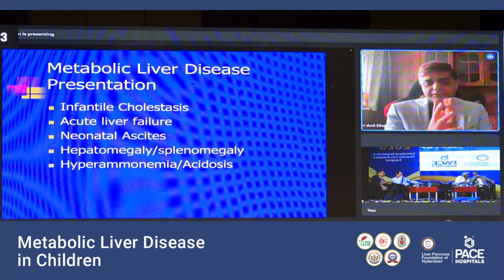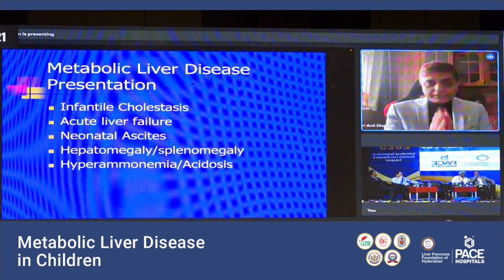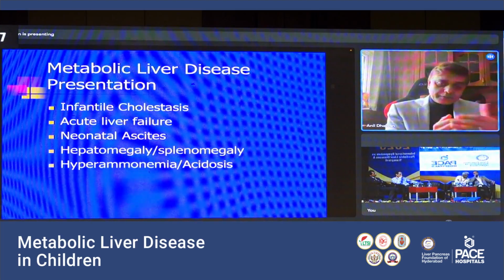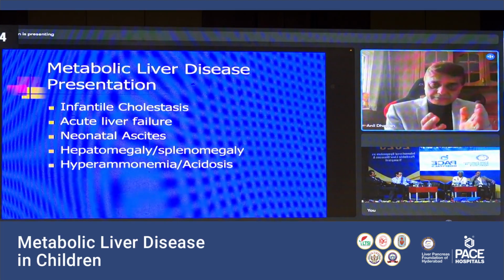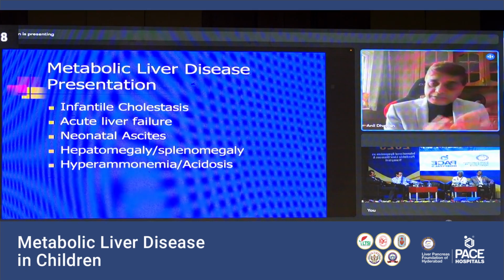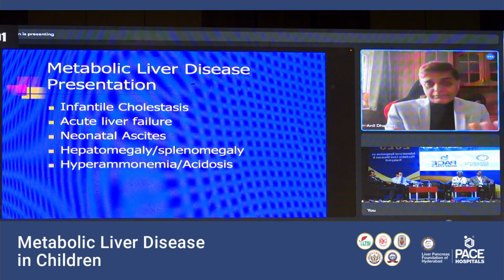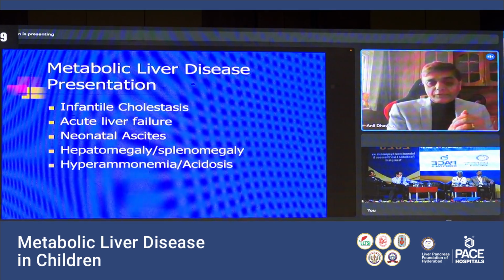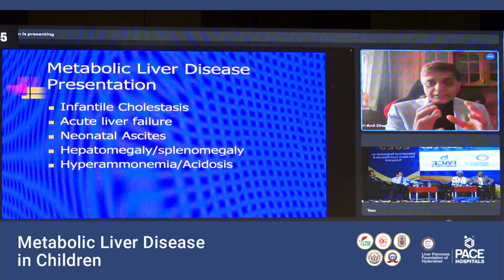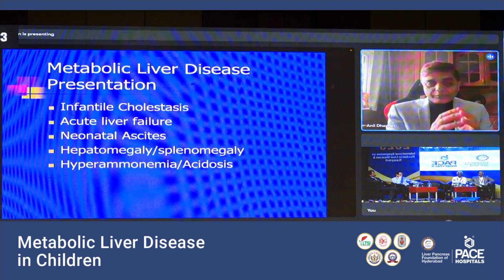Metabolic liver disease, if you were to group it, presents in children in the following syndromes. They could present like an infantile cholestasis, just jaundice as a presentation. They can present as acute liver failure. They can present as ascites, neonatal ascites, not in bigger children, or they have hepatosplenomegaly or both. And last would be a child with mildly abnormal liver function tests, hyperammonemia or acidosis. So this is a syndromic classification of metabolic liver disease.